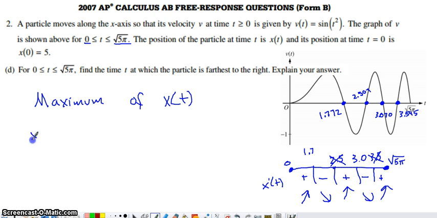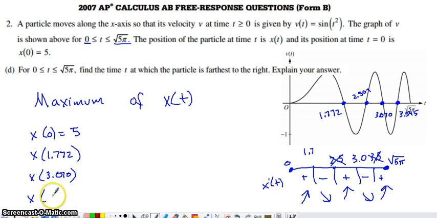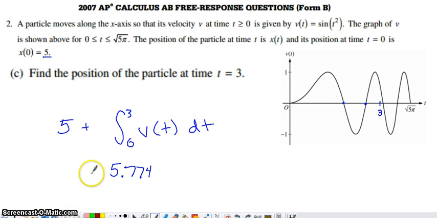So basically what I want to know is the position of the particle at 0, the beginning of the time frame. We know that. That's given to us. That's 5. We want to know the position of the particle at 1.772, at 3.070, and at square root of 5 pi. What we have right now is 3 more problems, a lot like what we did in part C. If we want to know the position of the particle at those times, we're going to have to do these integrals, 5 plus the integral from 0 to wherever we want to end our interval.